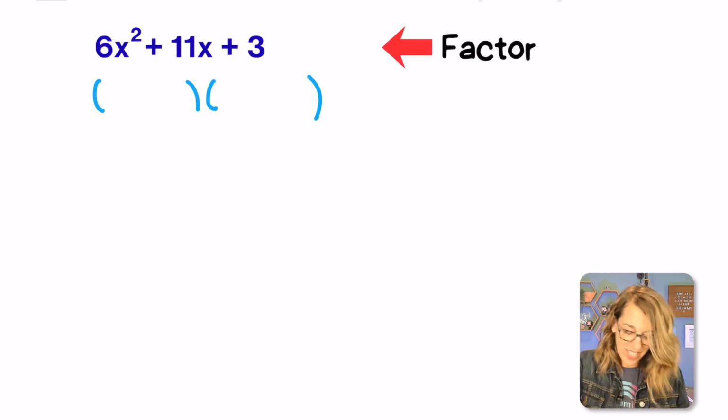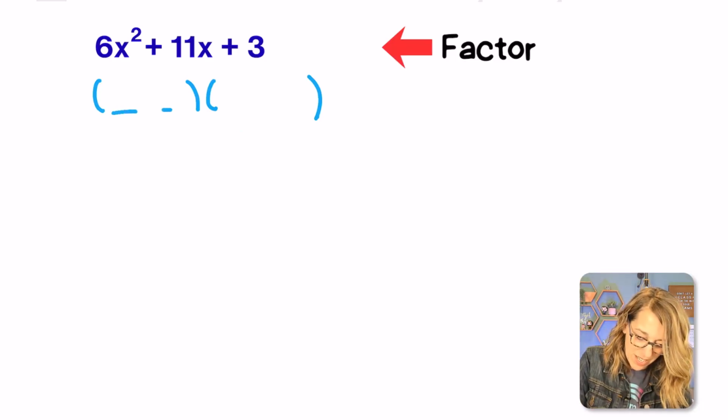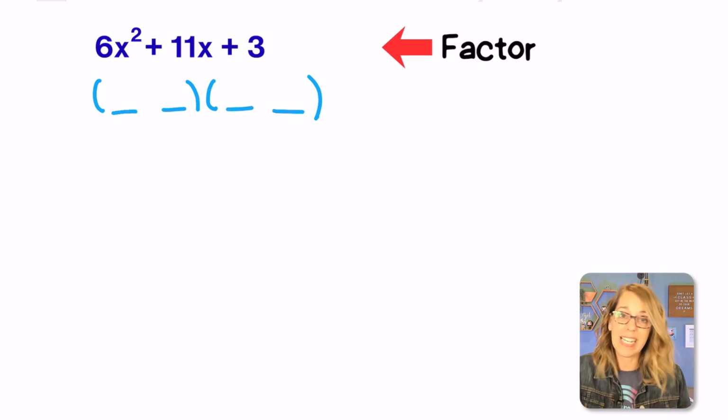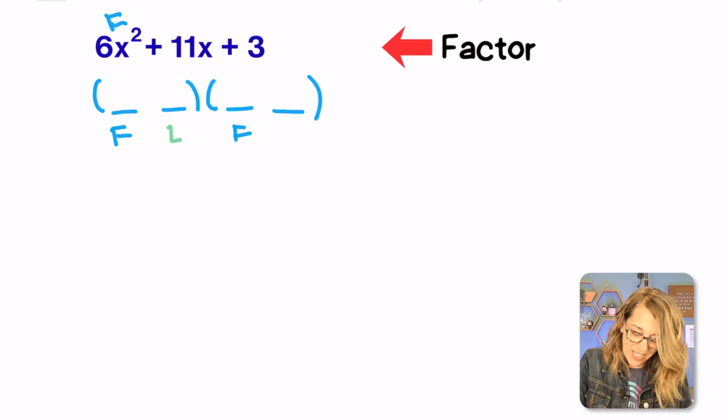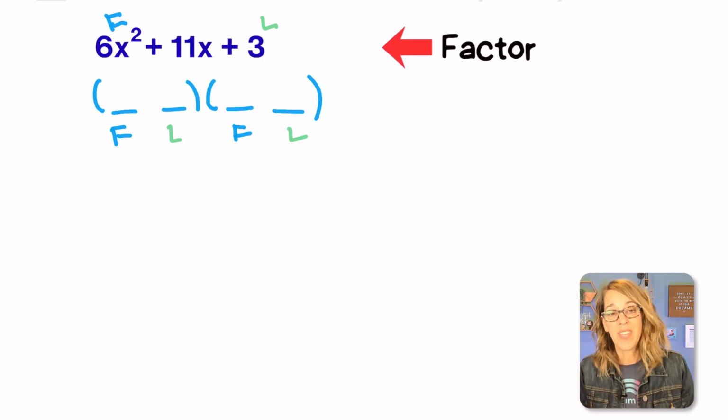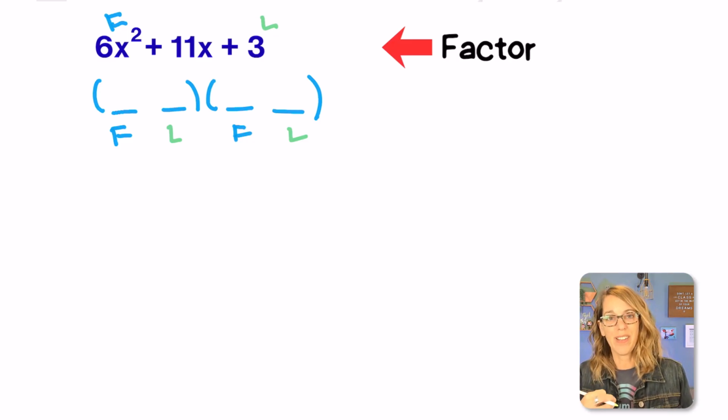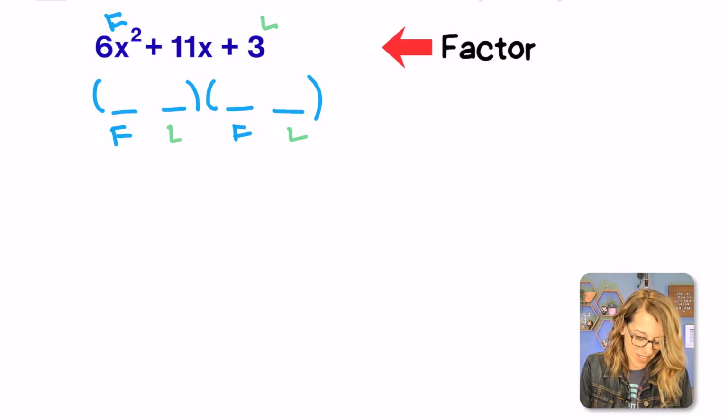Now both of these parentheses are binomials, so I'm going to be filling in two spaces in each of these. And the first spaces, f and f, need to multiply to be that 6x squared, and my last two spaces need to multiply to be the 3. Now as we're setting these up, we're going to go through a really nice systematic process, but you can also just guess and check. Let's use our systematic method though.